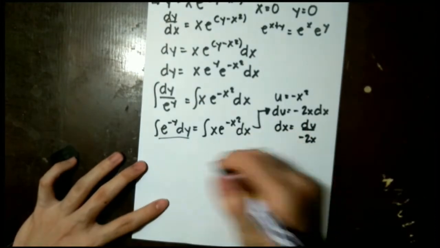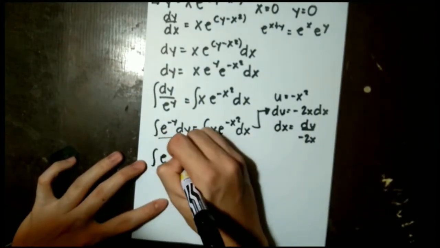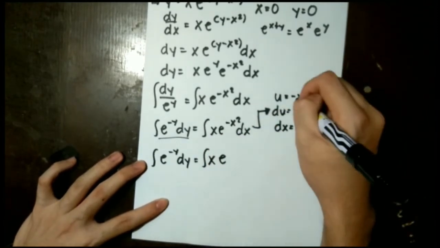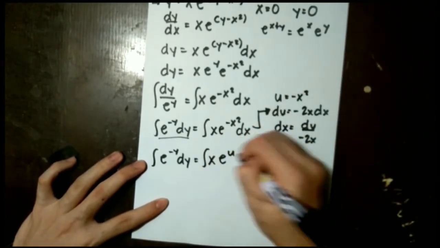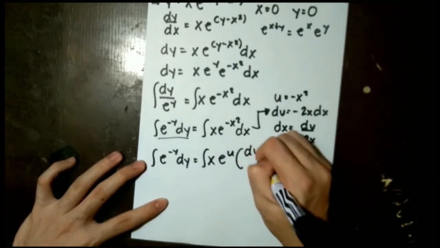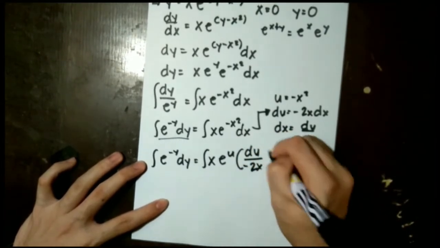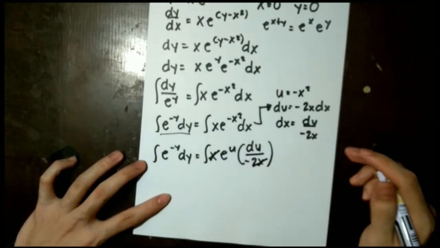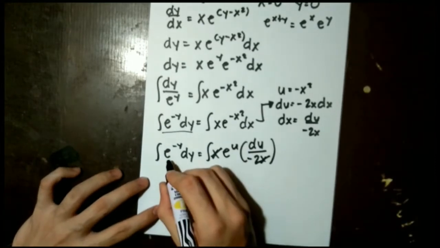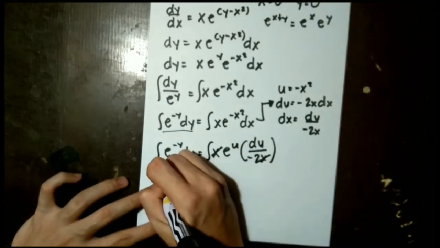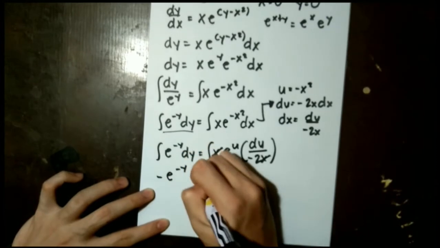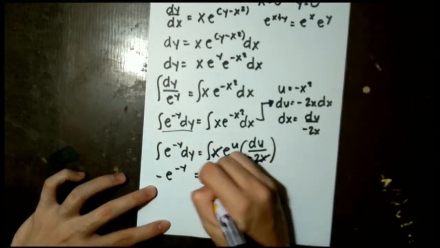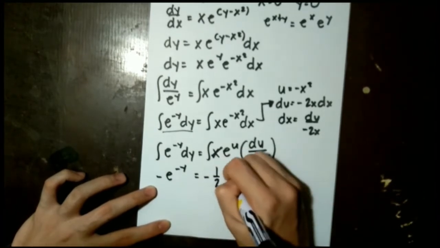So, substitute lang natin yung value. E raised to negative y dy is equal to x e raised to u, since nag-substitute na natin yung value ng u. Then yung dx natin, which is yung du over negative 2x. So, matatanggal na natin yung x. So, proceed na tayo sa direct integration. Integration ng e raised to negative y is just negative e raised to negative y. Integration ng e raised to u du over negative 2 is negative 1 half e raised to u.